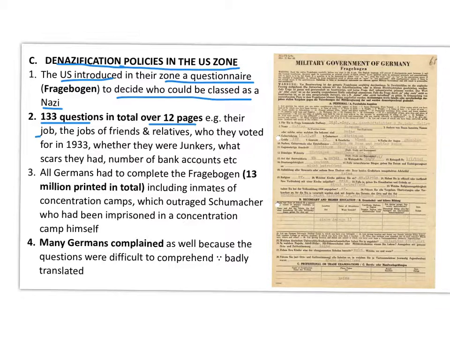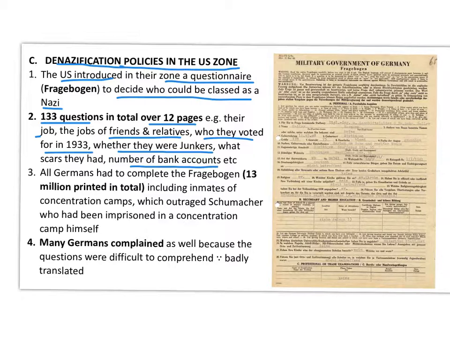People were asked about their jobs, the jobs of their friends and relatives, who they voted for in 1933. And remember, the Nazi vote in March 1933 was 43.6%. So nearly half of Germans did vote for the Nazi Party in 1933. They were asked whether they were Junkers, because obviously the Junkers had given other forms of support for the Nazi Party and putting them into power. They were asked questions about what scars they had, the number of bank accounts.